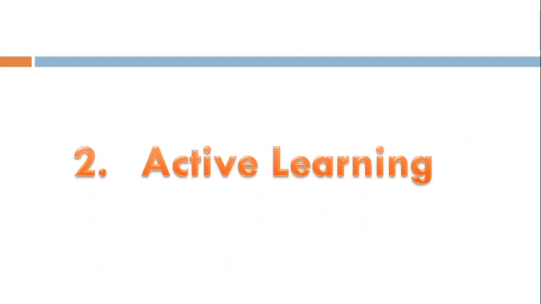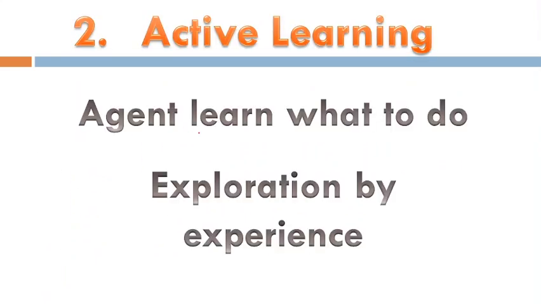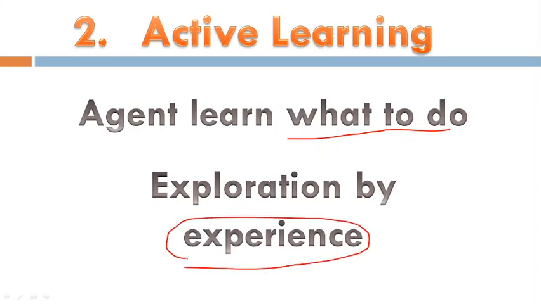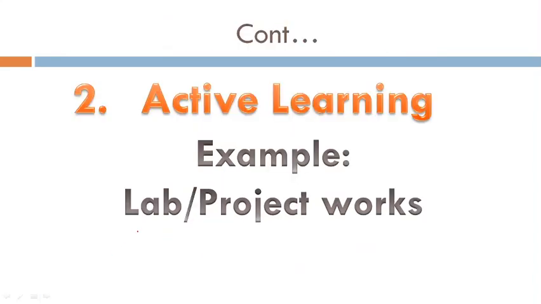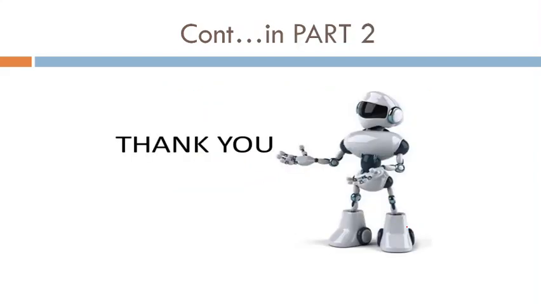Coming to active learning, the agent will learn what to do. Exploration, here you are getting some experience. The best example is you are doing lab and project work. That is active learning. In the next sessions, we will discuss passive learning and active learning in a clear manner. Now coming to the closing part. That is the reinforcement learning introduction. In the next session, we will discuss passive learning and then active learning.